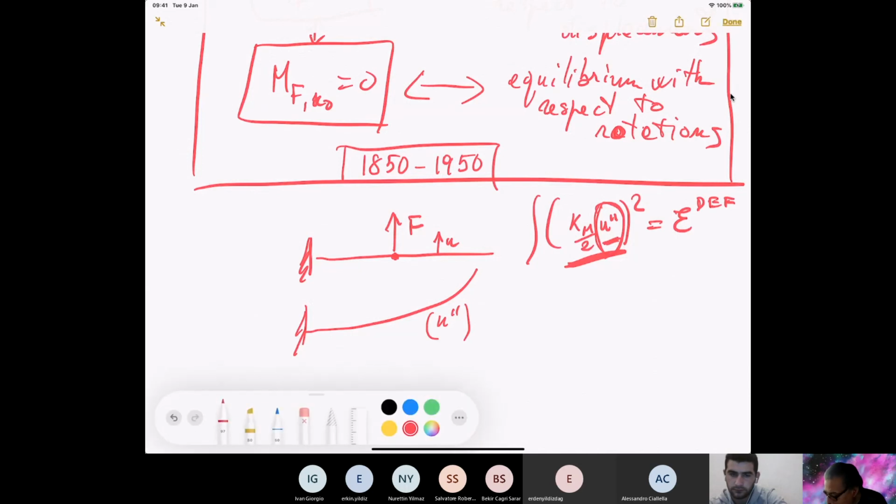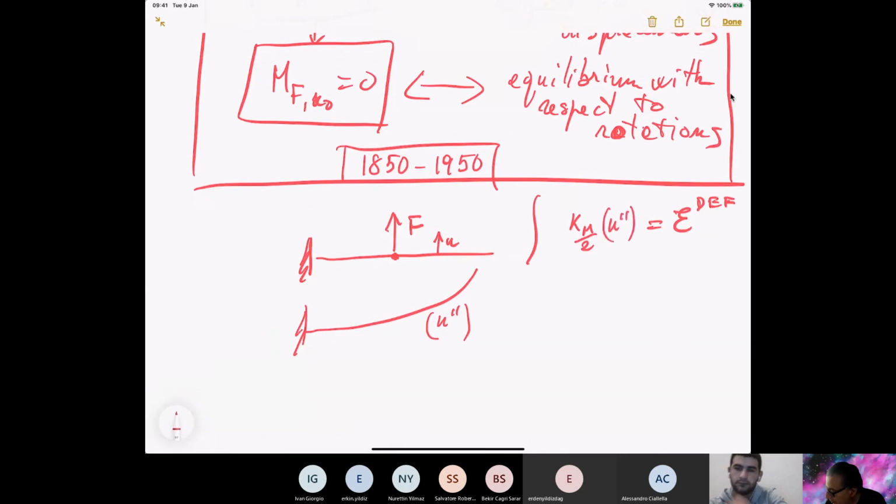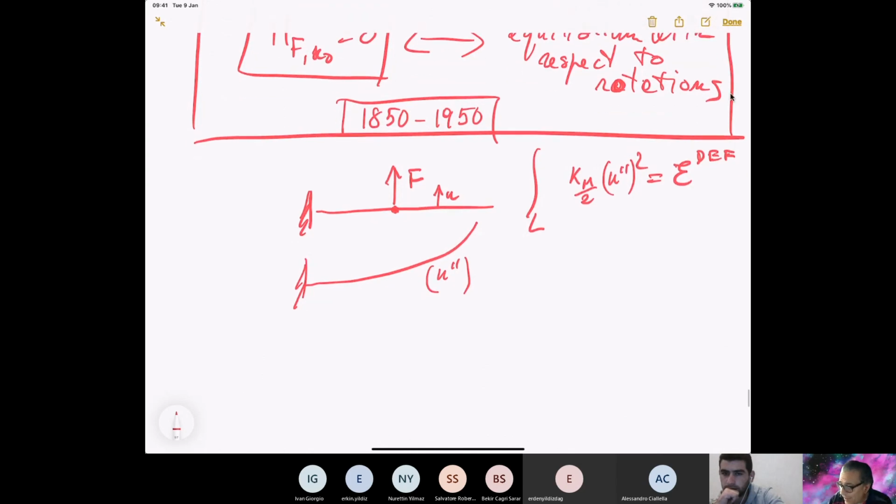Okay, I must place the bracket in this way. I write it in a clear way. And this is a line integral along the length of the beam axis. Okay, so I can tell you a nice story.